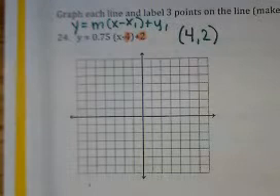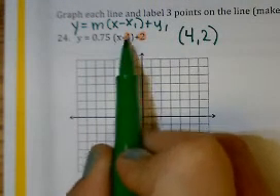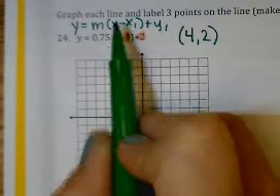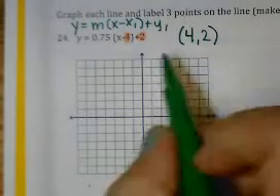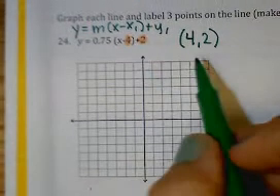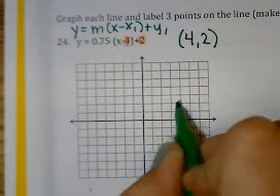Don't make the common mistake of putting negative 4. Even though this says x minus 4, notice that's part of the equation, the x minus. The x1 is without the negative sign. So if I had a positive number there, then you could put a negative x, but I don't. So the point I know is 4, 2. I'm going to graph that first. 1, 2, 3, 4, 1, 2.